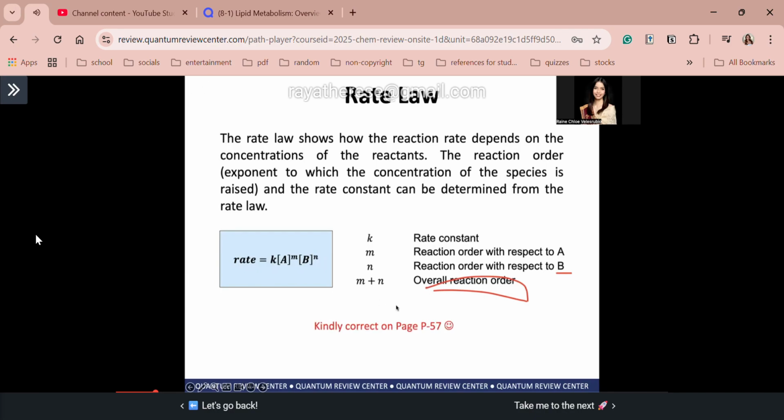Now, what if guys you have an elementary reaction? So guys, kung elementary reaction tayo, tandaan nyo na lang na yung orders ay equal to the stoichiometric coefficient. So for example, guys, meron tayong elementary reaction, always remember that the reaction order is equal to the coefficient, where m is equal to a and n is equal to b.